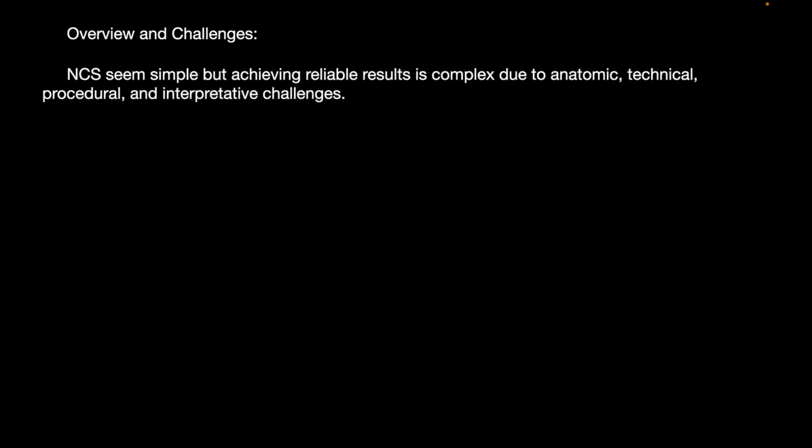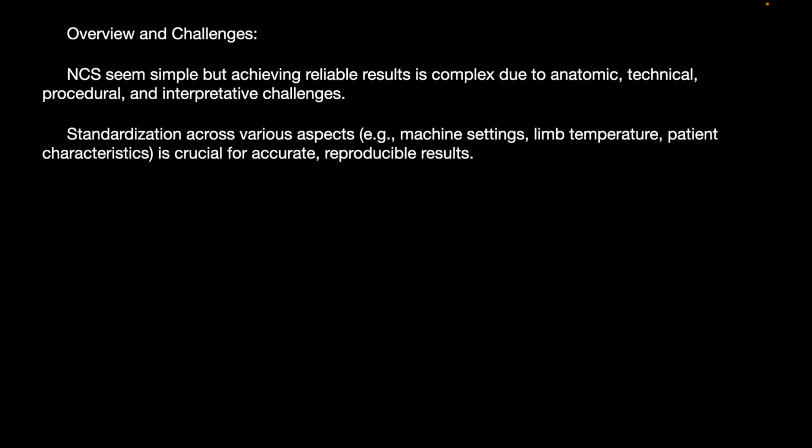So coming to the technical aspects, this was all the physiological aspects. Now what are the technical aspects of doing the nerve conduction? It is a very simple process, but achieving reliable results is complex because there are anatomical variations, technical issues, procedural issues, and interpretation challenges. Standardization across various aspects is needed because there is a difference in the machine setting, the limb's temperature, and patient's characteristics, and it is crucial to standardize to get accurate and reproducible results.